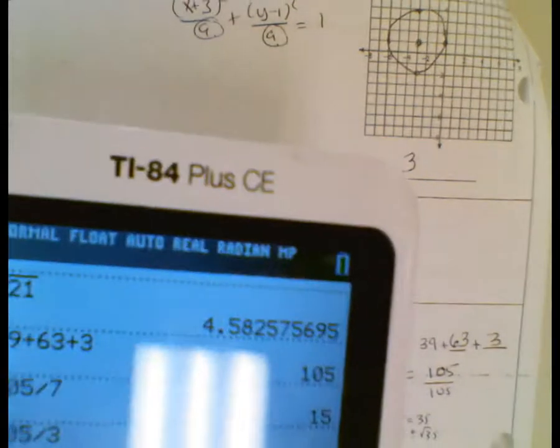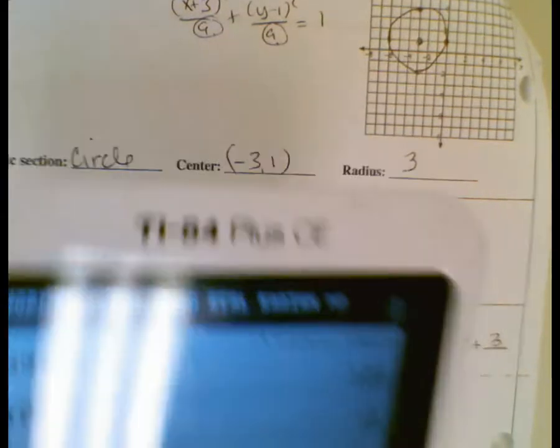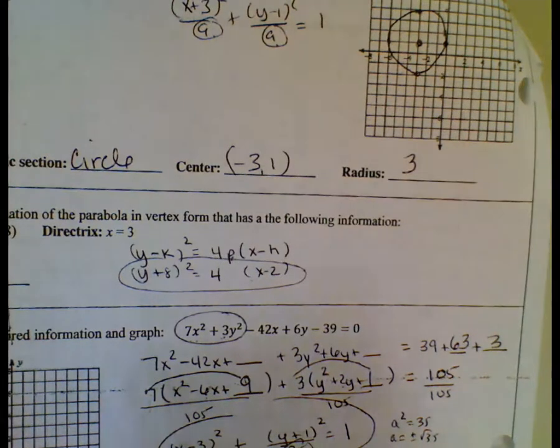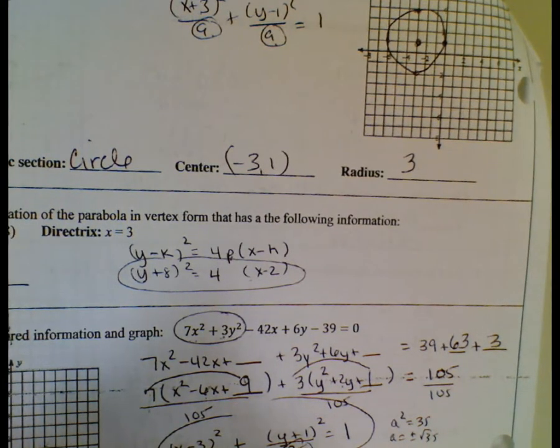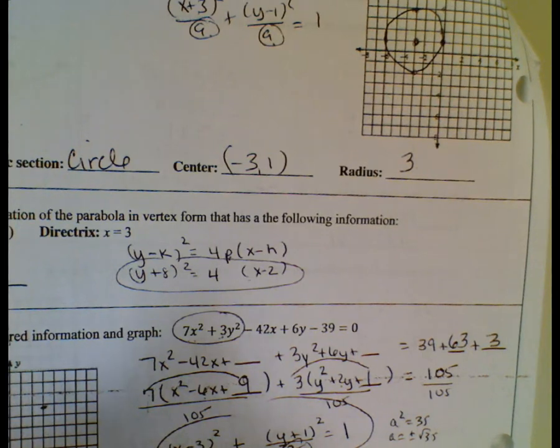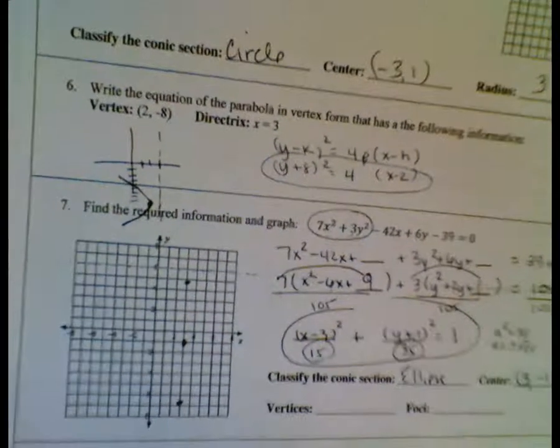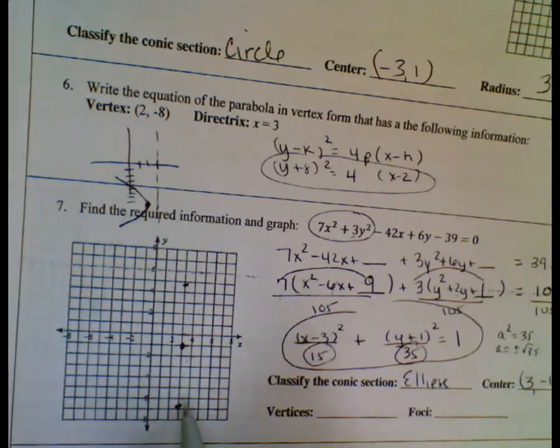Square root of 35 is about 5.9, and that's under the y. So you're going to go about 6, but not quite 6. 5.9. 1, 2, 3, 4, 5.9. So it's like right there. That's the way that moves. You guys see that? I moved 5.9 up and 5.9 down.